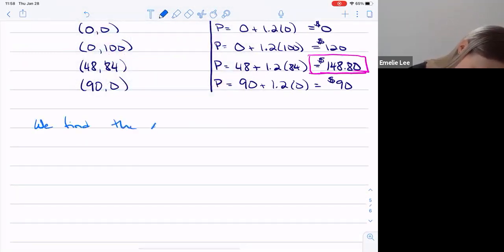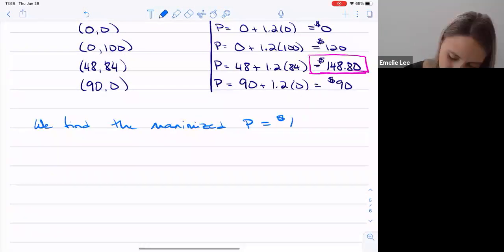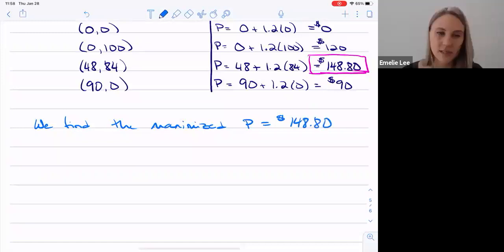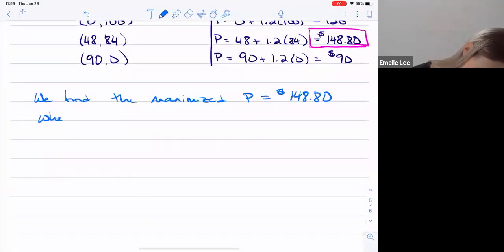We find the maximized profit is, and I'll just say P is equal to 148.80. And when does that happen? Well, it happens when X is 48 and Y is 84. For us, it doesn't matter what X and Y are, right? We just need to know how to read this thing: when X is 48 and Y is 84.